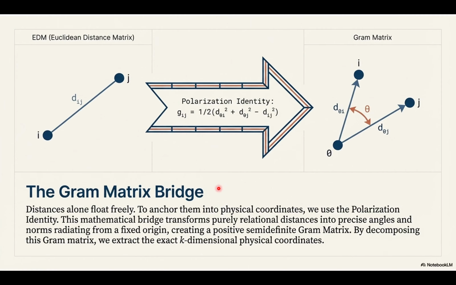It's pure magic, honestly. It takes purely relational distances and transforms them into precise angles, usually denoted by theta, and norms radiating from a fixed origin point. An origin point. Right. And by decomposing this resulting Gram matrix, we can extract the exact physical coordinates of our points. Wait, hold on. If I tell you the distance between my coffee cup and my microphone, that doesn't tell you the angle between them? No, it doesn't. If I just measure a length, are you saying the math just manufactures angles out of thin air? If we connect this to the bigger picture, the math isn't manufacturing angles, it's forcing them.